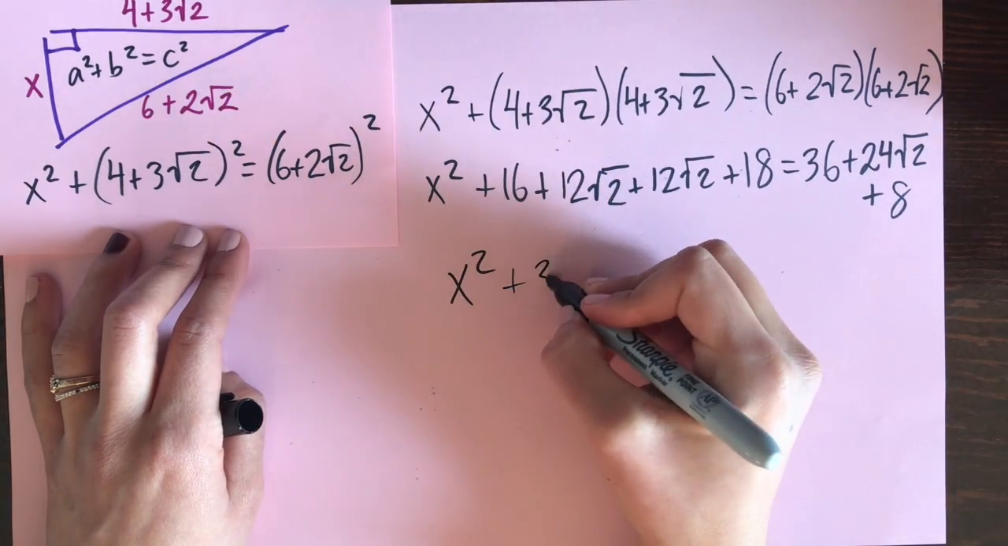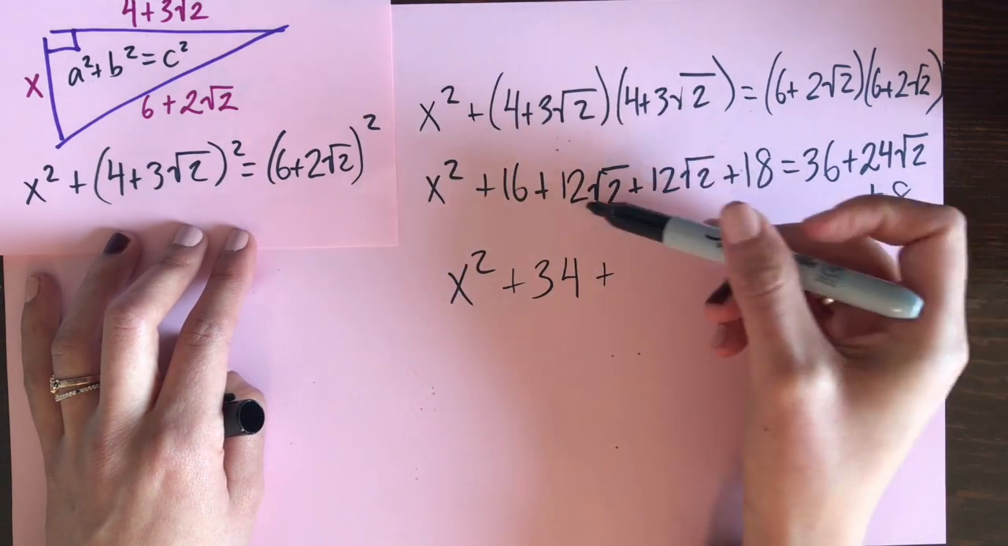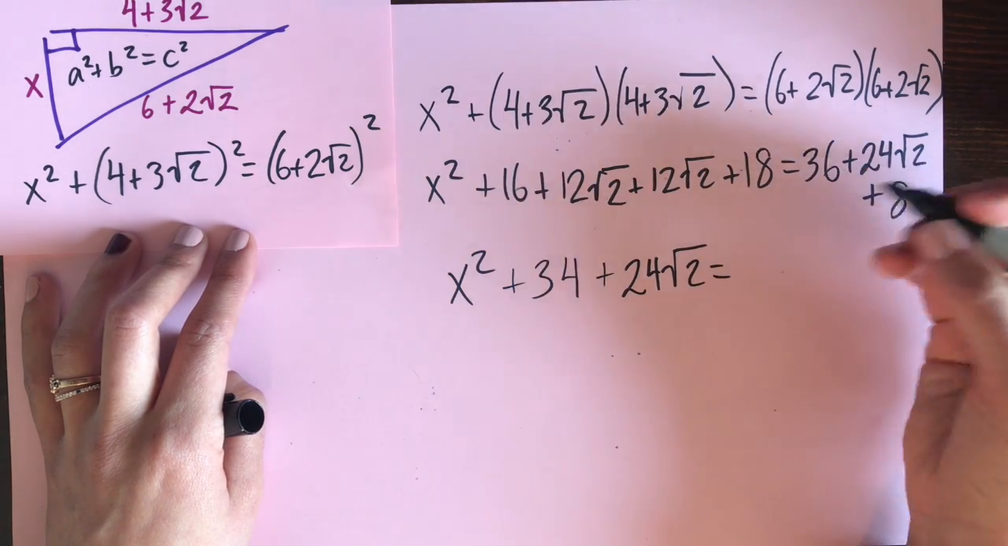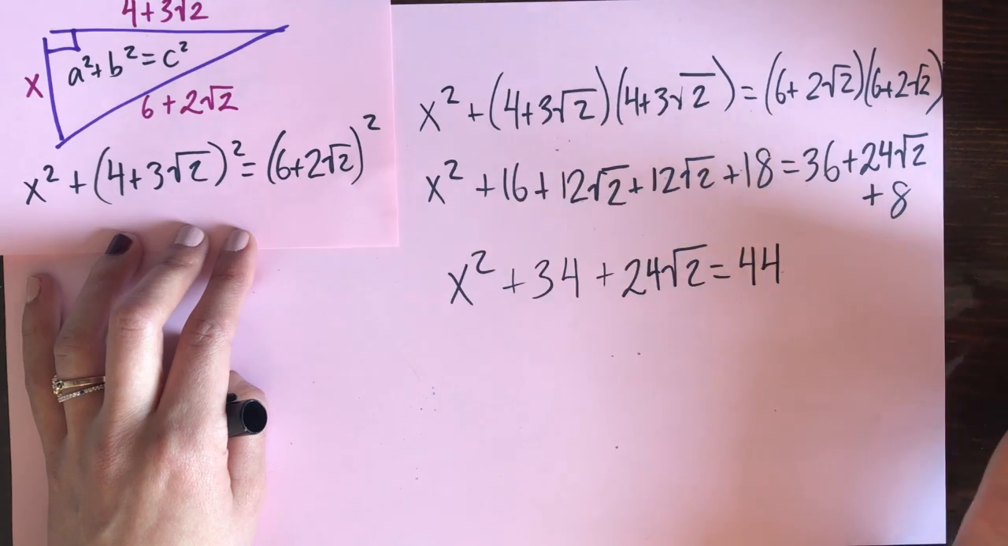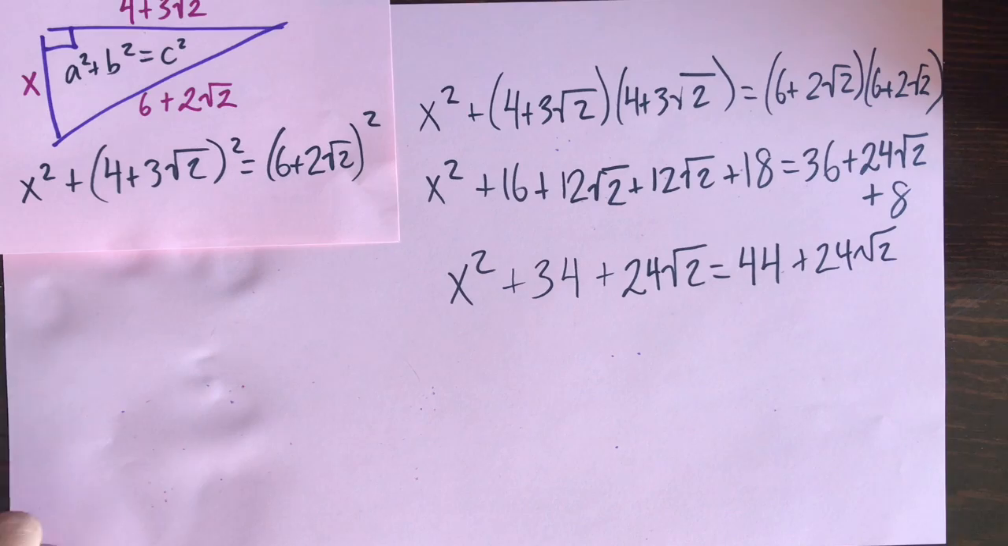I'm just going to keep combining like terms. So 16 plus 18 is 34. 12 rad 2 plus 12 rad 2 is 24 rad 2, and then I have 36 plus 8, which is 44, plus 24 rad 2. The 24 rad 2s are on both sides.